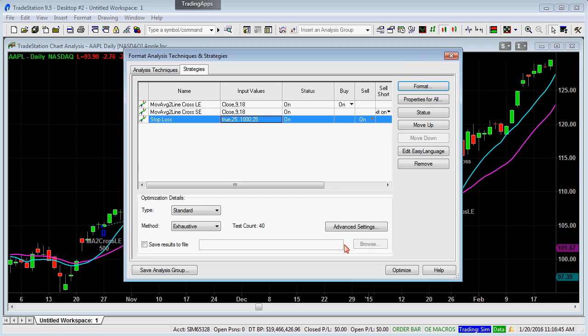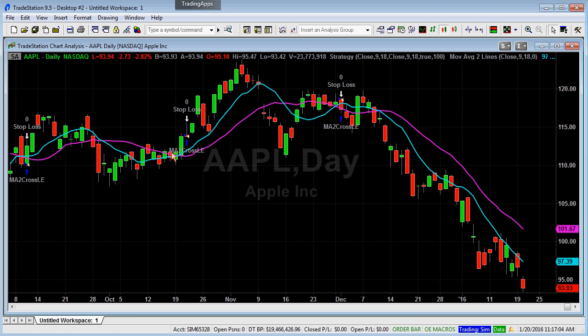When I click OK on this dialog, I can see that there's a test count of 40. So there's 40 possible stop loss amounts that this is going to test. Now this is going to go very quickly because the computer is going to be able to do 40 tests within seconds. As soon as I click optimize, the chart blanks out and it returns. You can see that it only took maybe 1 second or a fraction of a second to do the whole series of calculations. What you didn't see is that it actually already found the optimal stop value.